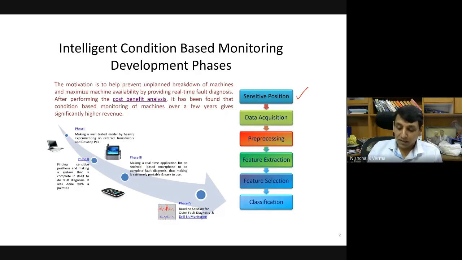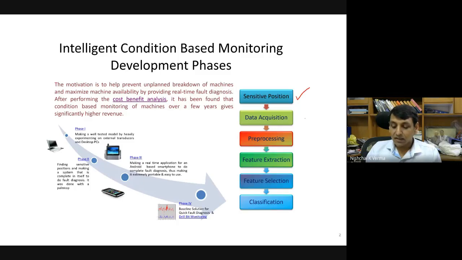So when we have done this, we first find the positions where we can deploy the sensors. Here, many people make the mistake because they don't know the right place and they place the sensor anywhere. And then they try to monitor the condition of the machine. That will not be of much help, right? So the sensitive position is very important. When we say sensitive, this means the position which is sensitive for that particular state, and this means it is going to give us better information, right? So the sensitive position is very, very important.